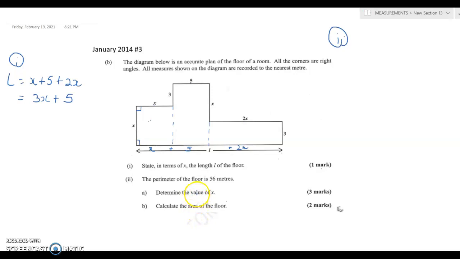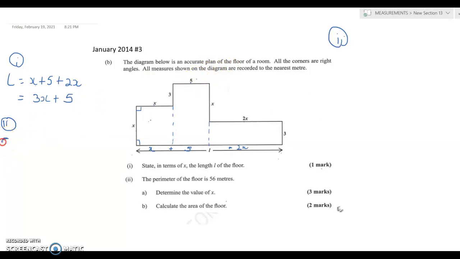So if the perimeter is 56, I could do the perimeter right here actually. Remember, perimeter is the distance around the shape. So let's add up everything first and put that equal to 56. Let's start with the 5 here.